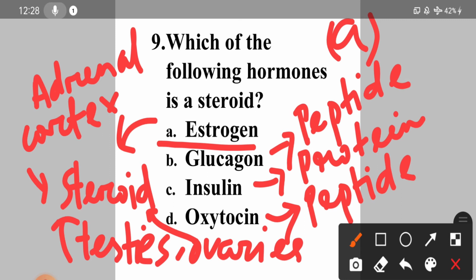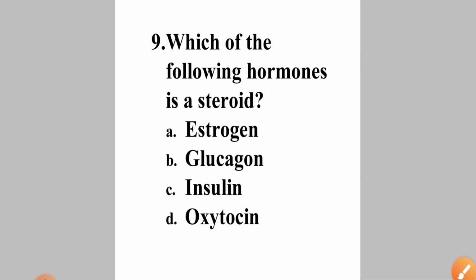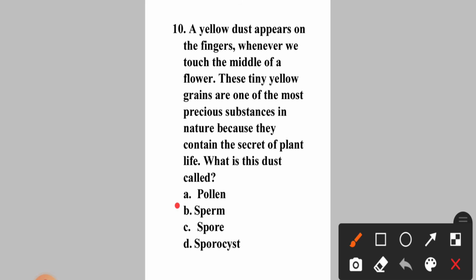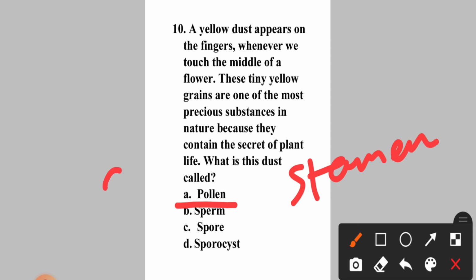Okay. Now come to question number 10. A yellow dust appears on the fingers whenever we touch the middle of a flower. These tiny yellow grains are one of the most precious substances in nature because they contain the secret of plant life. What is this dust called? A. Pollen, B. Sperm, C. Spore, D. Sporocyst. Okay, so the yellow powder is called pollen and the stick that holds it is known as stamen. Okay, so the answer will be option A, that is pollen.